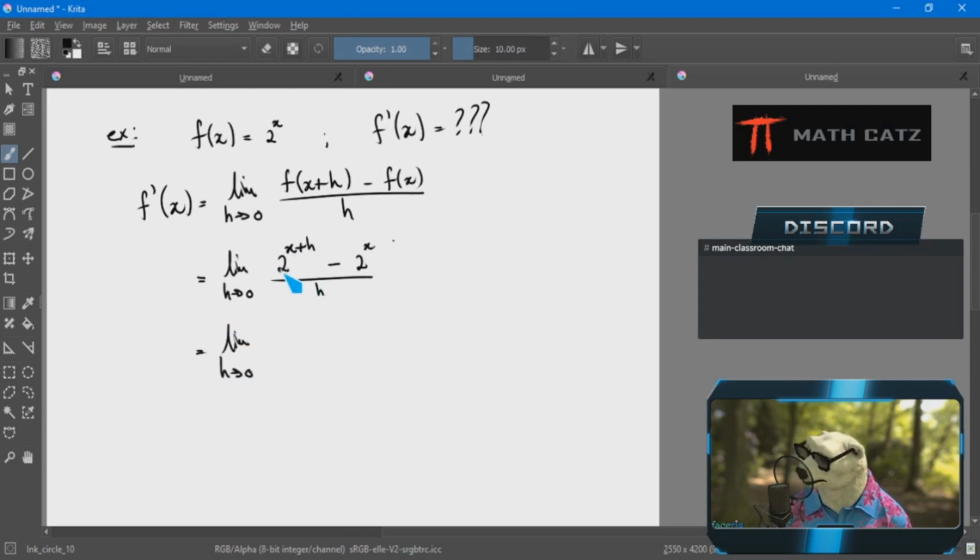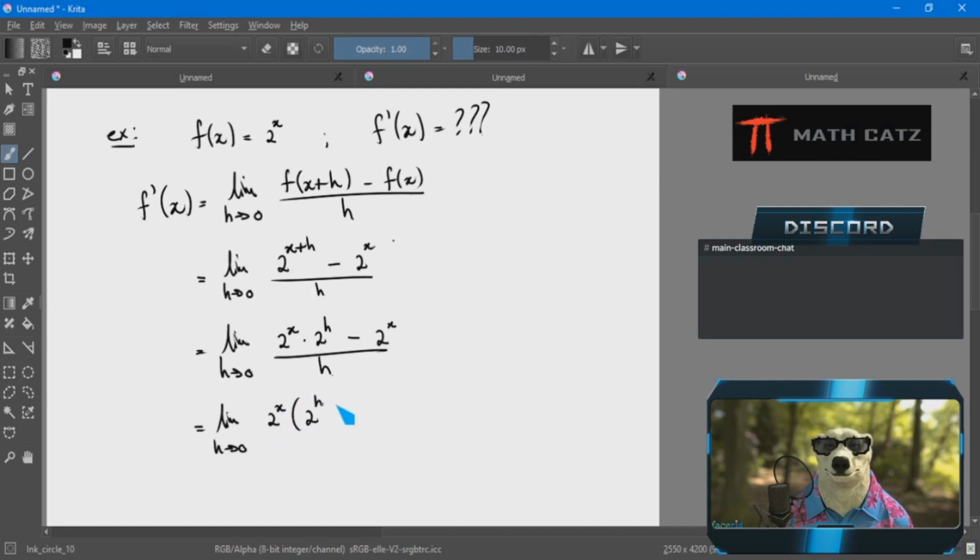So there's some exponential properties. 2 to the something plus something else is multiplication. 2 to the x times 2 to the h. Oops, that is the very ugly h. And then I have minus 2 to the x over h. So now I see there's 2 to the x in both terms, so I can take it out as a common factor, 2 to the x. And I have left 2 to the h minus 1 over h.